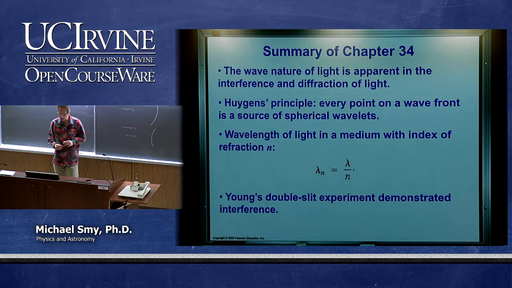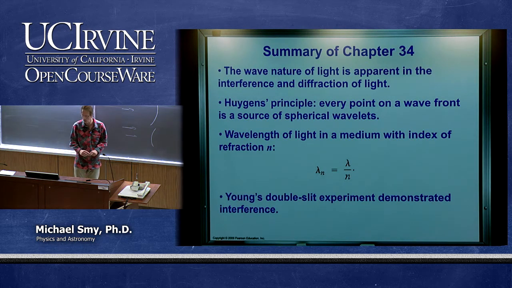The wave nature of light is apparent in either the interference or the diffraction of light. And the Huygens principle states that one can assume that every point on a wavefront is a source of a spherical wavelet. And then the next wavefront is constructed as the envelope of those wavelets. The wavelength of light in a medium with index of refraction n is reduced, as we discussed before.